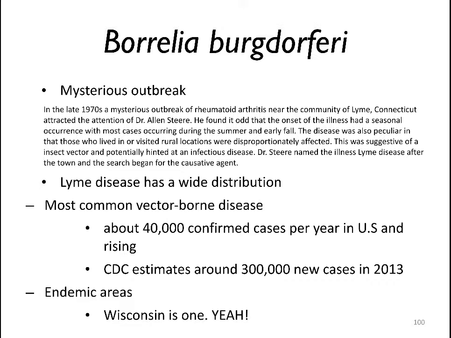Lyme disease now has a wide distribution, but with areas of much heavier infection. It is the most common vector-borne disease in the United States. There are about 40,000 confirmed cases per year in the U.S., and the CDC estimates there are actually around 300,000 people who got infected in 2013. Endemic areas include Wisconsin.